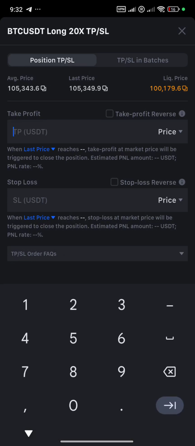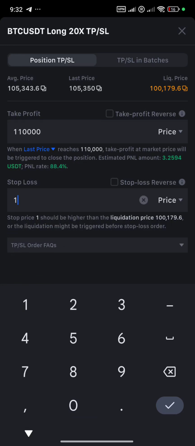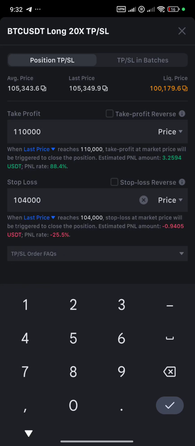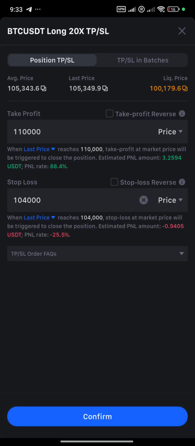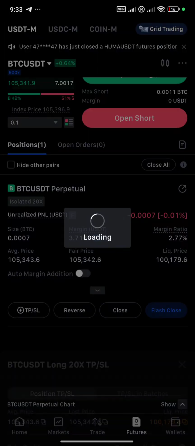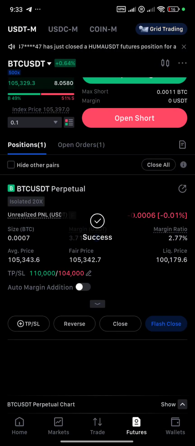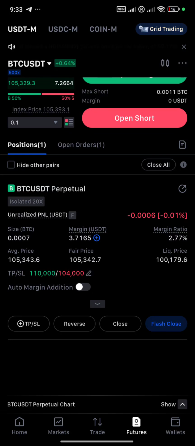So that means, since I'm longing, I can decide to put my take profit maybe at 110,000, depending on whatever you think your take profit is, and I can put my stop loss maybe at 104,000. So you can see my take profit and stop loss is already set. Then I can click confirm, and if you look at it, you will see TP/SL 110 and 104,000.